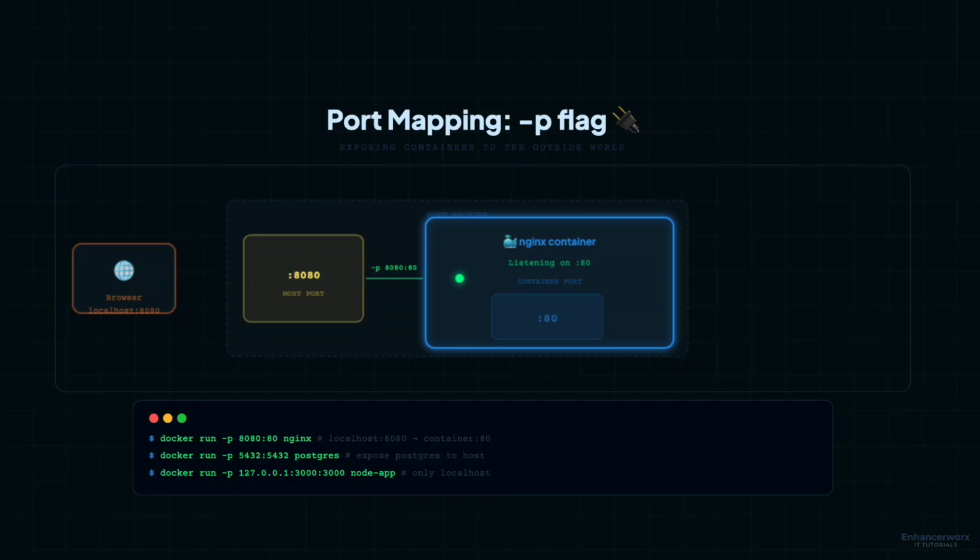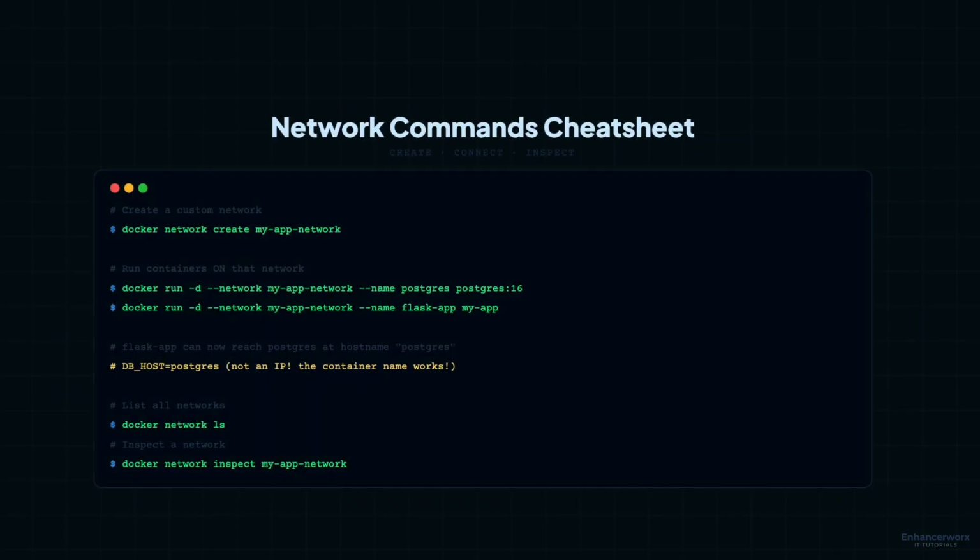Let me show you the full workflow for a networked application. First, create the network. Then, run your database and your application both on that same network. In your app's configuration, you don't need to hunt for dynamic IP addresses. You just set the database host to the name you gave the database container. Docker handles the rest behind the scenes.